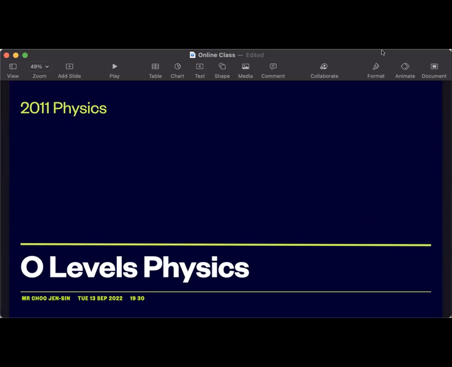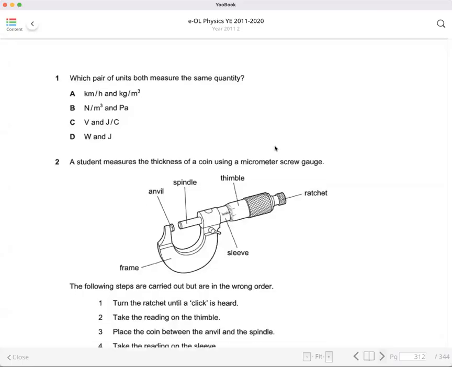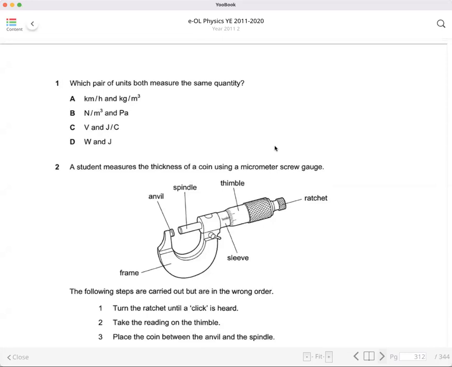Okay, so we shall begin. Today we'll go through the paper that you might not have access to. It's the 2011 paper. I'll be doing the questions together with you. I want you all to type out the answer in the chat, and then you see whether the answer is correct or not. Okay, let's begin.